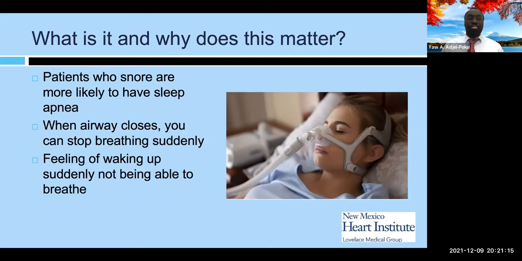So patients who snore are more likely to have sleep apnea. This is someone that has sleep apnea and has a CPAP machine to help them when they sleep, to force air to prevent them from snoring. So when the airway closes, you can stop breathing suddenly. Sometimes people feel a sensation where they wake up suddenly feeling like they're not able to breathe. And that's typically because the airway has closed off. You're not able to move air when you breathe, and you wake up gasping for air.